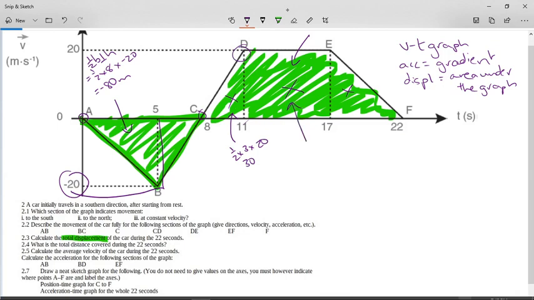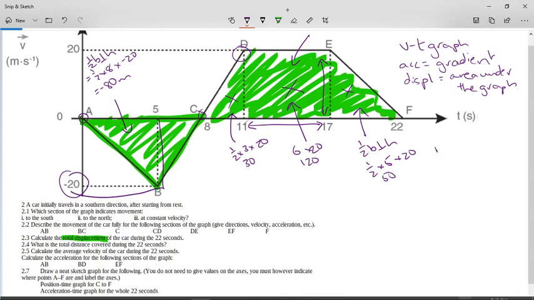Inside this one over here, it's a rectangle, length times breadth. So 11 to 17 is 6 times by the height here, which is 20. So this is 120. And then finally the last triangle is a half base times perpendicular height again. The base is 17 to 22, which is 5, and the height is 20. So this one is 50.